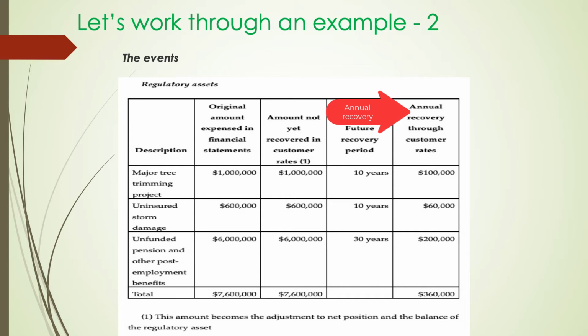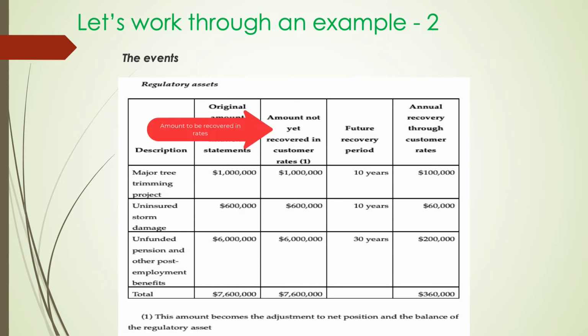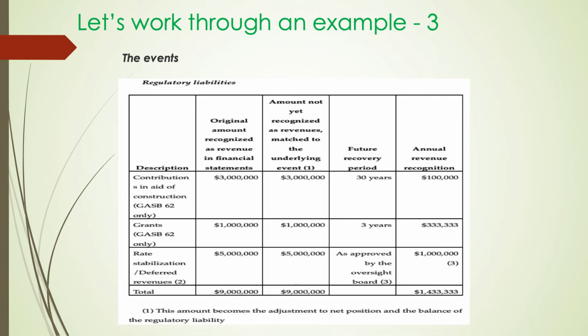So this will be the annual amount that is recognized in customer rates based on the analysis of the prior transaction. So in other words, this column is the rewriting of history going forward, and the third column from the left is the frozen moment in time when you determine this is the balance we need to recover in future customer rates. On the regulatory liability side, they've also identified three particular areas.